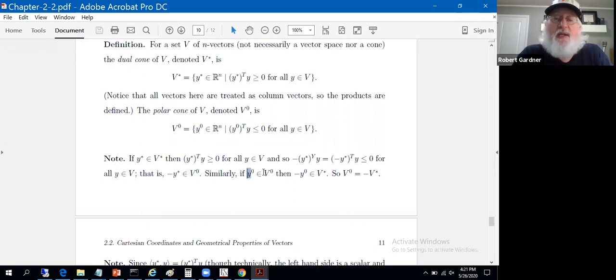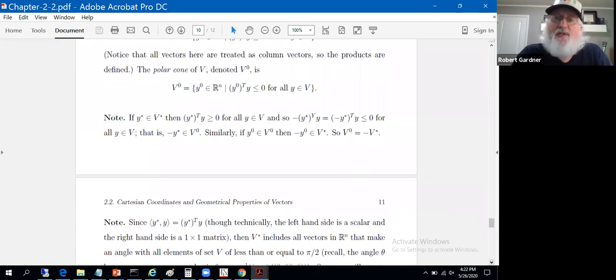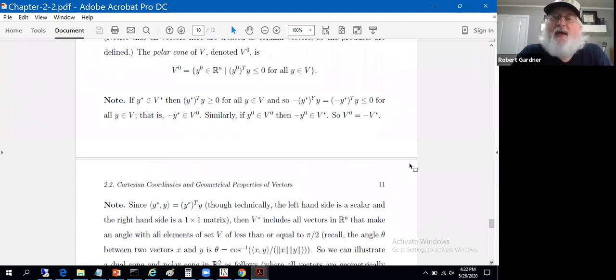Similarly, if we take any Y sub 0 in V sub 0, negative Y sub 0 must be in V star. Punchline being, these two sets are negatives of each other, by which I mean you take any vector in set V star, multiply it by negative, you'll get a vector in V sub 0, and conversely. So that's what I mean when I say two sets of vectors are negatives of each other. Any vector in one multiplied by negative gives you a vector in the other.